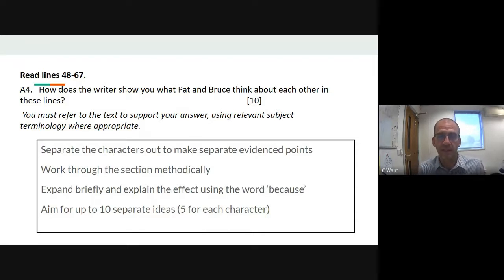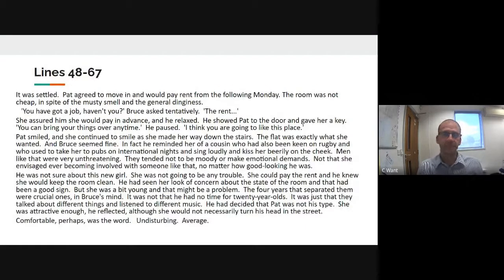They don't like each other. Here's my evidence. Okay, tick. But what you could do is say, Pat doesn't seem to like Bruce. Here's my evidence. Tick. Bruce doesn't seem to like Pat. And here's my evidence for that. Tick. And actually, you can double your marks up there. So aim for up to 10 separate ideas, and that should be 5 for each character.